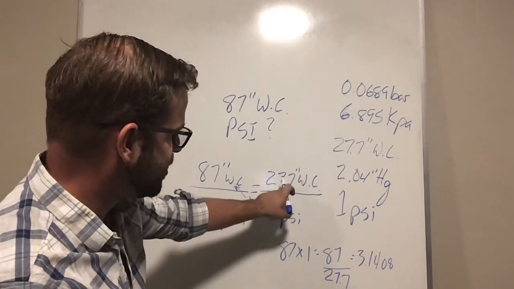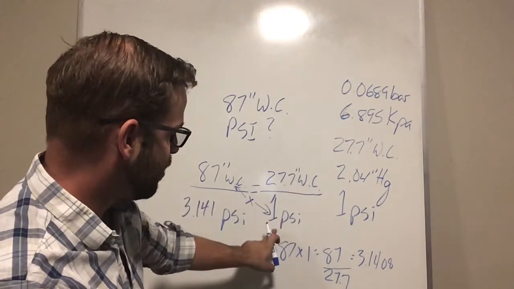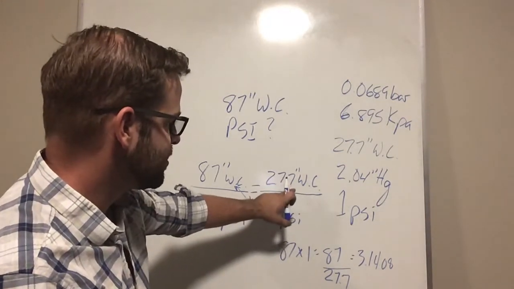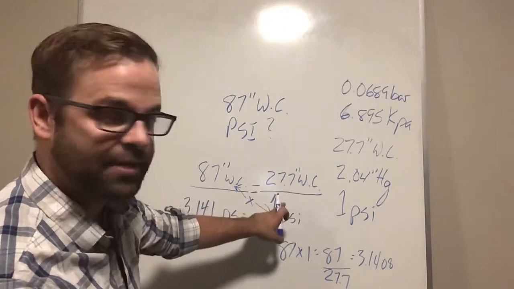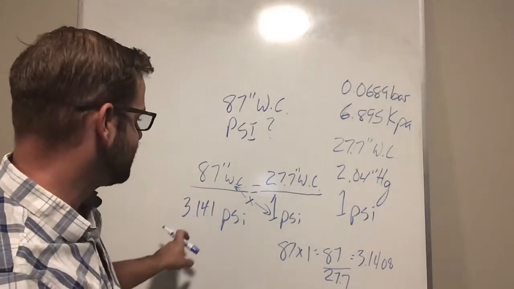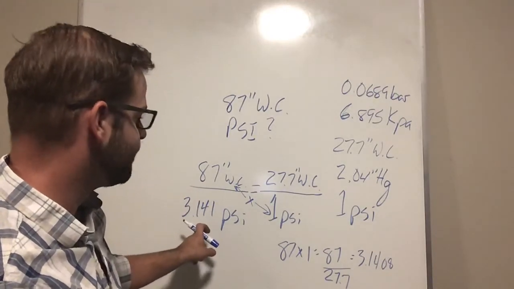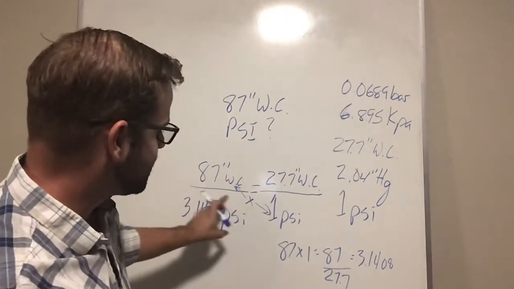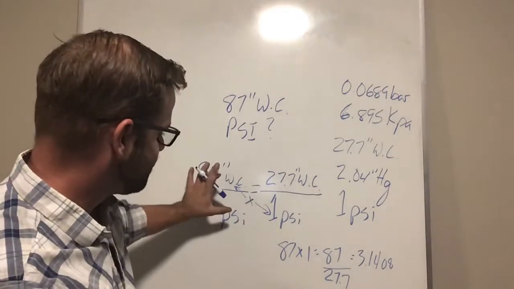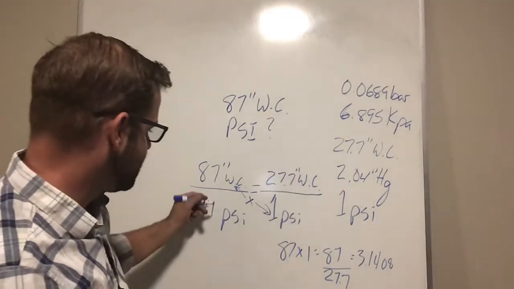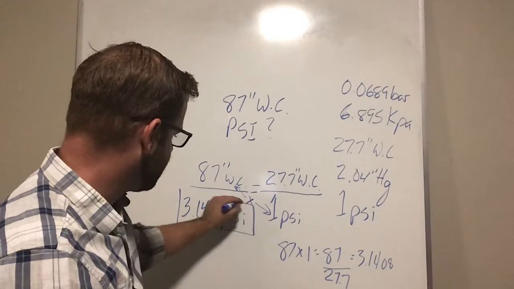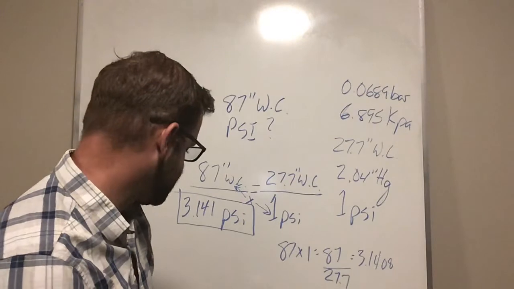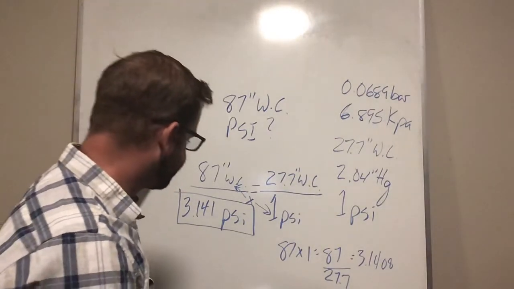If I actually did these equations out just to check if I was right, 27.7 inches divided by 1 is going to equal 27.7. And if I take 87 and divide it by 3.141, it will also equal 27.7. That's why I can do an equation like this, because I'm just balancing it. So this ratio ends up equaling that ratio, and this is the number that you're asked for, the 3.141. And it's as easy as that. Okay?